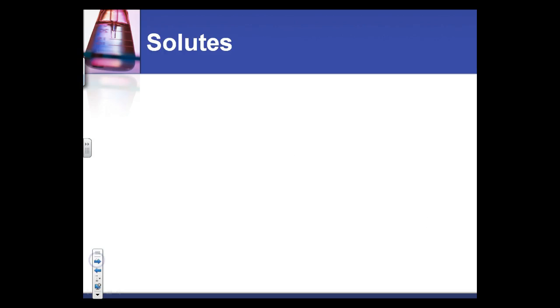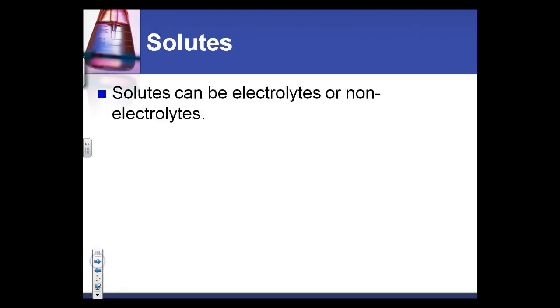All right. Now, let's talk about solutes. These are the things that are being dissolved. Solutes can be electrolytes or non-electrolytes. Do you remember what an electrolyte is? It's something that can conduct electricity. And the reason it can conduct electricity is because it has ions. And those charged pieces are able to move from one place to another.